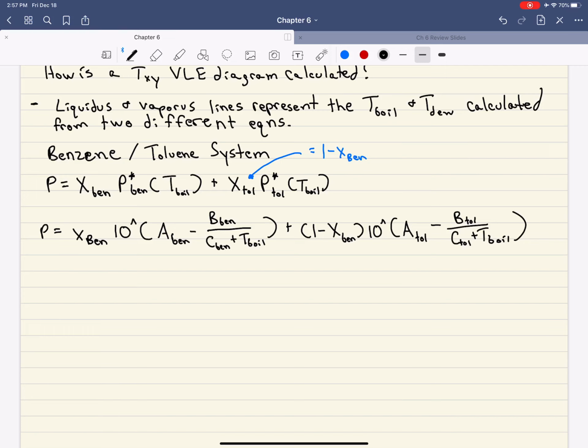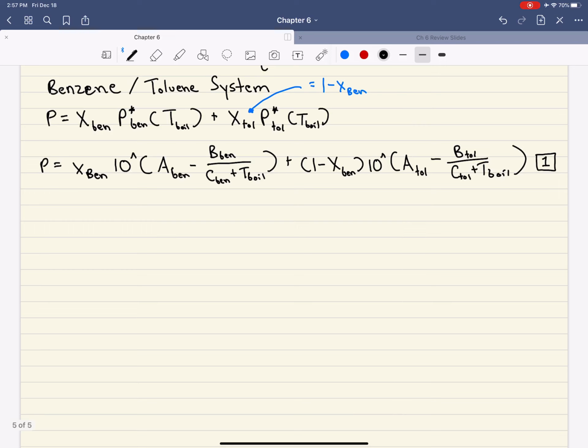Okay, and so in this equation, I'm going to say this is equation 1. Okay? This is the first equation that we're going to use in order to calculate the pressure values and boiling point temperatures at our different mole fractions. Okay? So that's the first equation. The second equation I'm going to use actually even just stems from the fact that the sum of the benzene mole fraction and the toluene mole fraction are equal to 1. Okay?